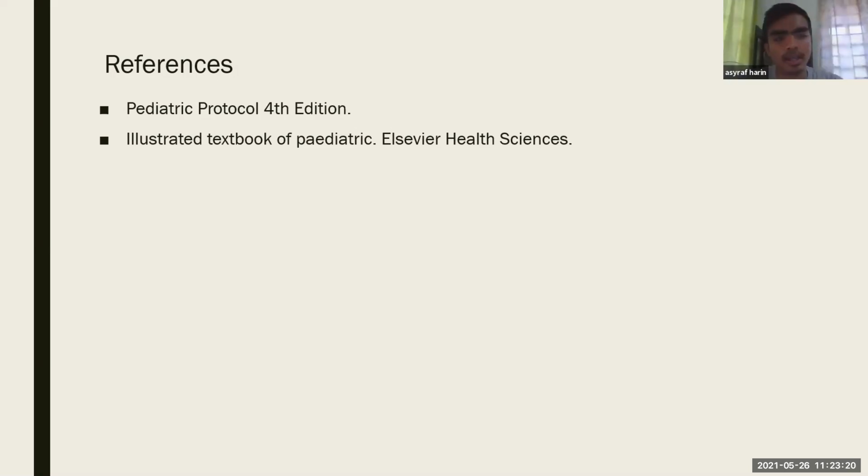Dato', is there any simple way to ask about whooping cough or barking cough in Malay? How do we ask the patient regarding the cough? You have to imitate it. Barking cough, like a dog's cough. Dogs are not in our culture, but some parents are able to recognize it.